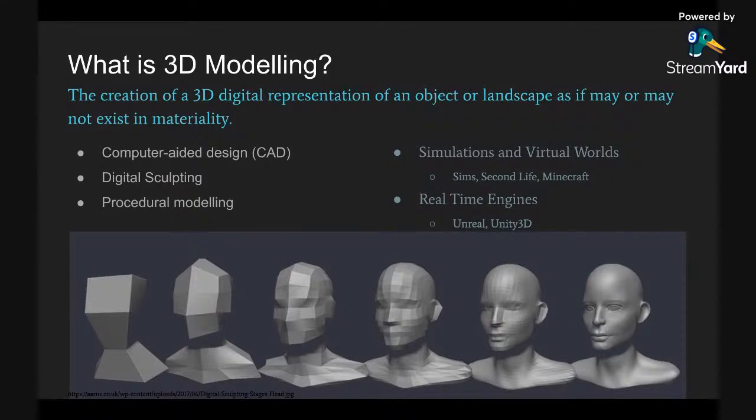3D modeling also broadly includes computer-aided design, which is used, for example, by architects or by jewelry designers to produce 3D designs of objects that haven't been built yet, but that they intend to be. And there are various different kinds of 3D modeling, as summarized on this slide.